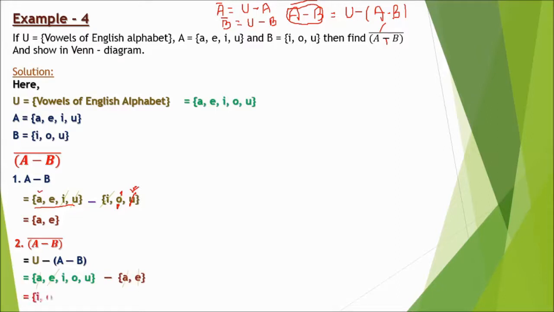And the remaining you can write IOU, the remaining elements of the set in the Venn diagram. Now there are two sets. So here you can see set A.